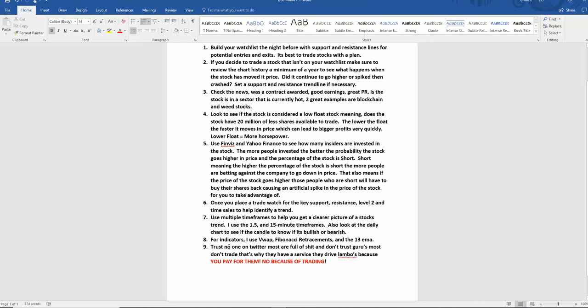Don't trust no one on Twitter, man. Most of the guys are full of it. A lot of these guys are in groups. For example, you have Tim Sykes, right? Tim Sykes has people he pays, like Tim Bowen and some of these other traders. So they have an incentive to support him, because he's supporting them.